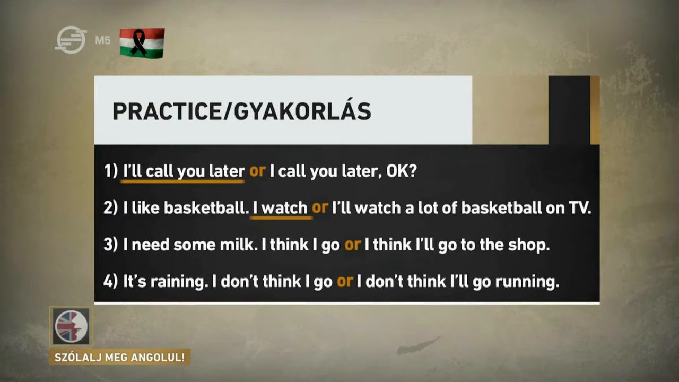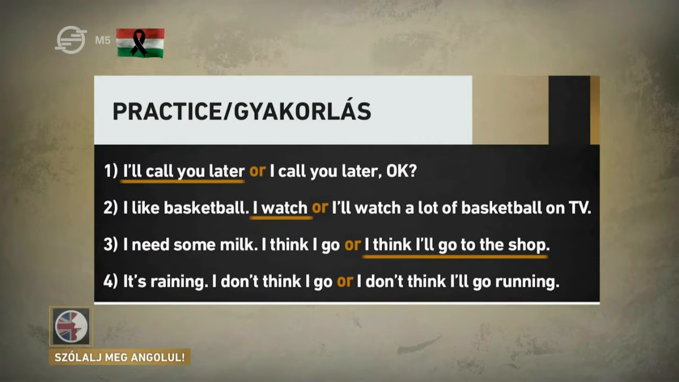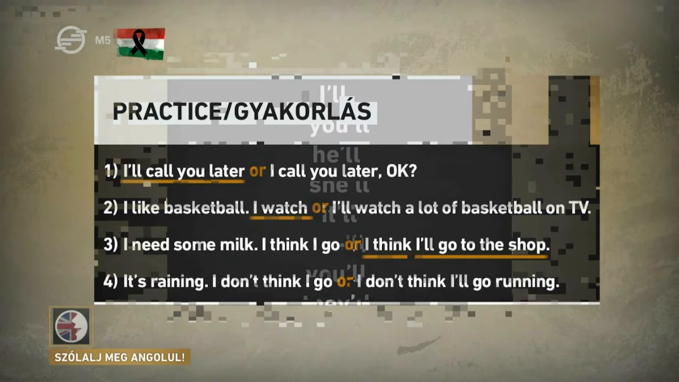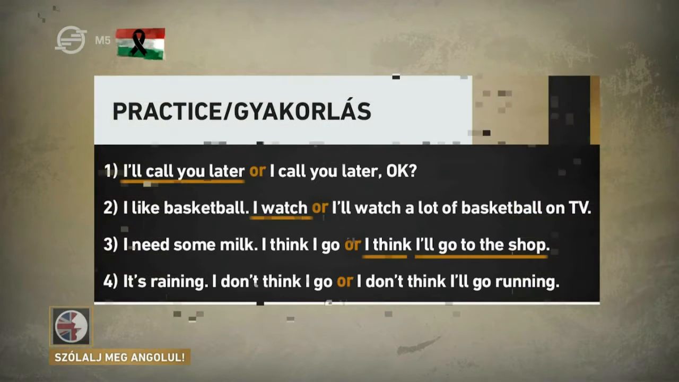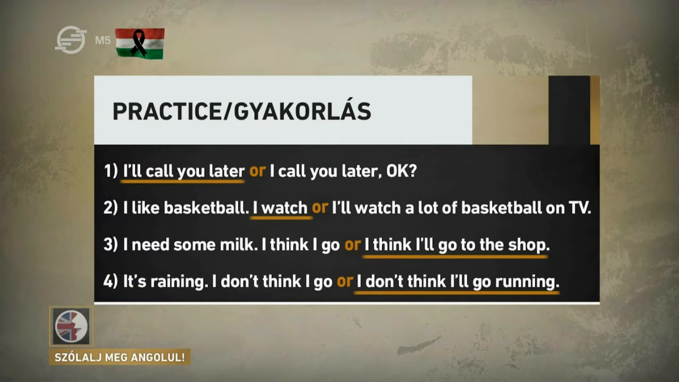Good. Now, what about number 3? Well, the person decided now, when they are speaking, to go to the shop to get some milk. So the correct answer is, I think I'll go to the shop. Okay. And what about the last one? What about number 4? Well, again, in number 4, the person decided at the moment of speaking. So we use I don't think I'll go running. Great, fantastic, well done all of you.